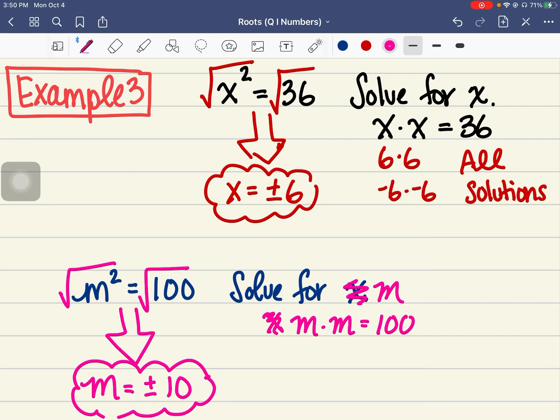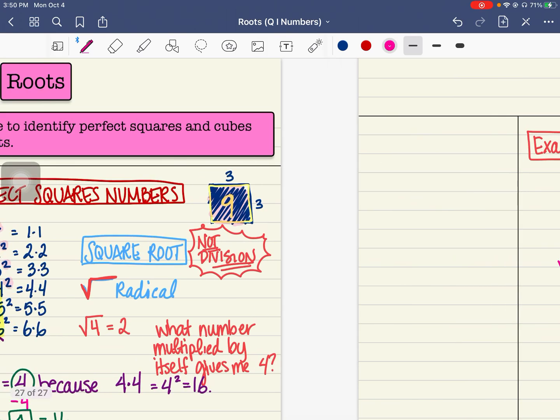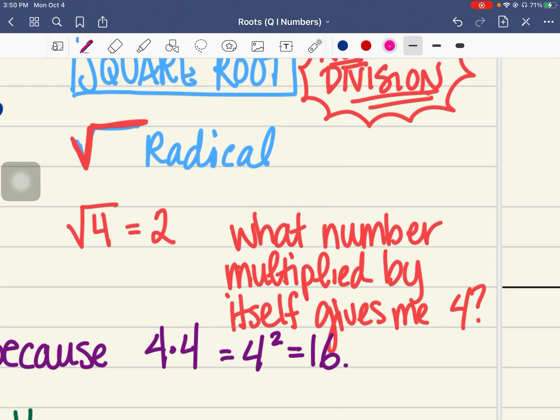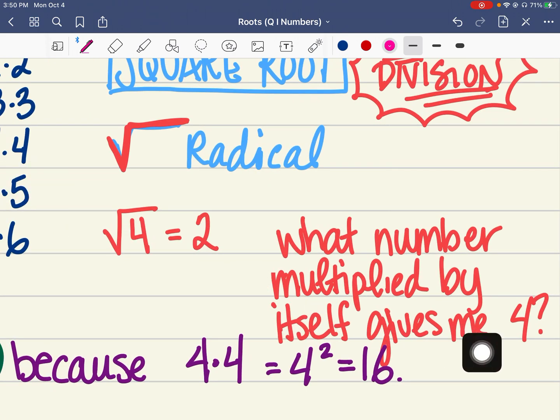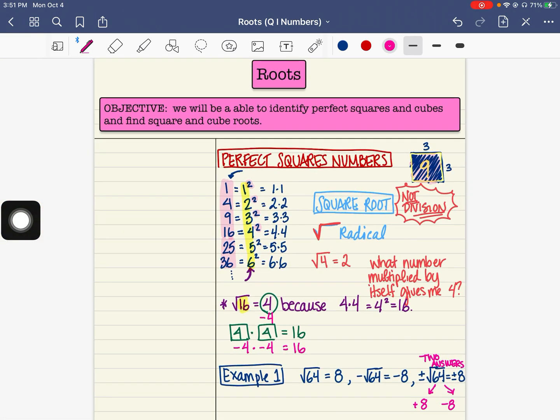So we're really saying, what number multiplied by itself gives you that number inside the radical symbol? All right, I hope that helps.